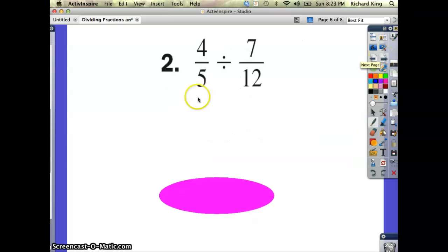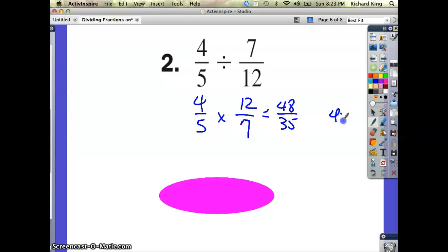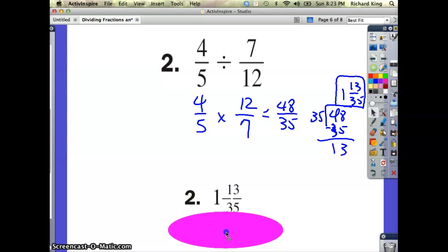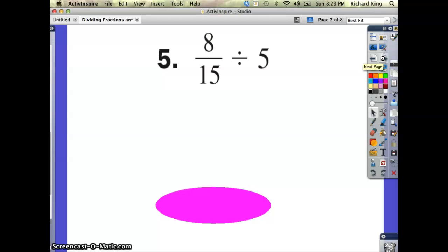4/5 divided by 7/12. Again, you're going to multiply by the reciprocal, which means you're going to flip the second fraction only. 4 times 12 is 48. 5 times 7 is 35. You're going to top dog that. That goes once. Subtract, you get 13, so it's 1 13/35 for your answer. Let's double check that to make sure. Yes, 1 13/35.